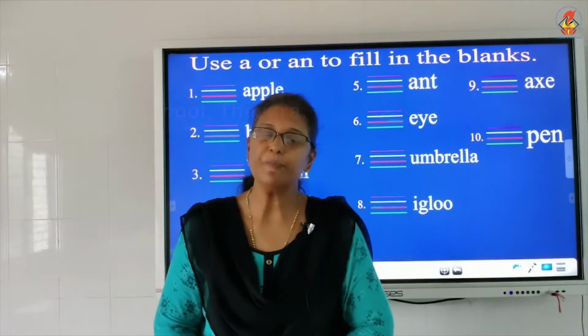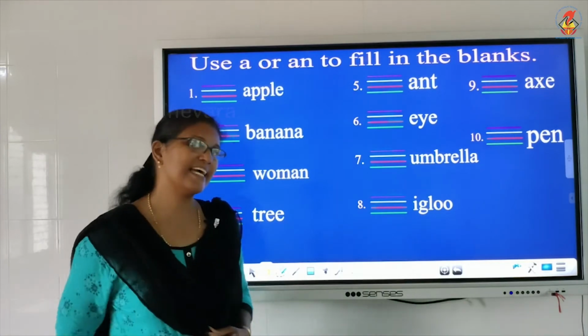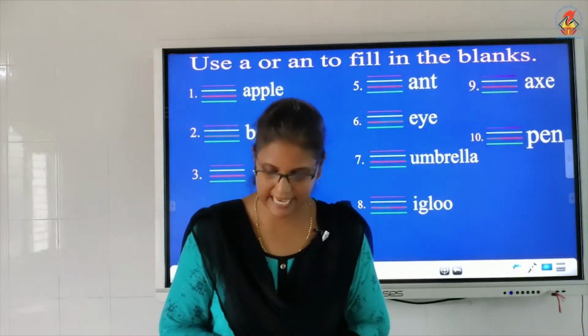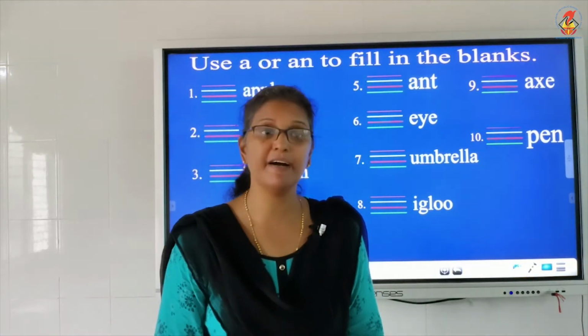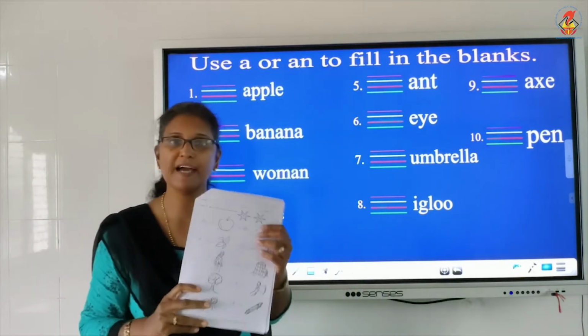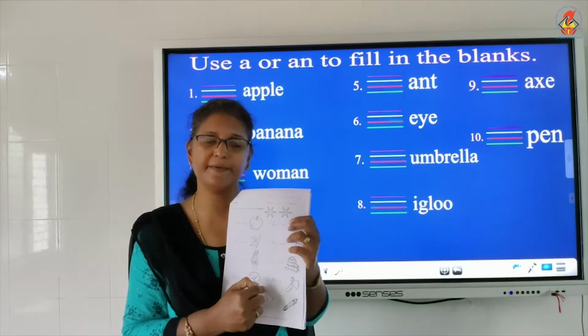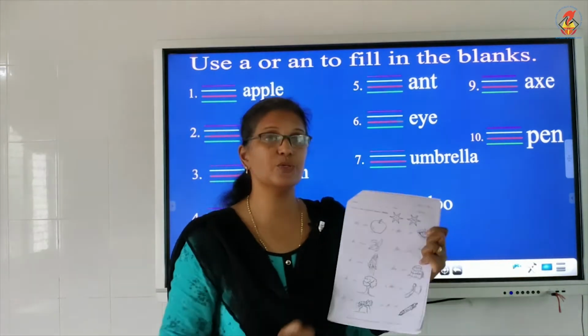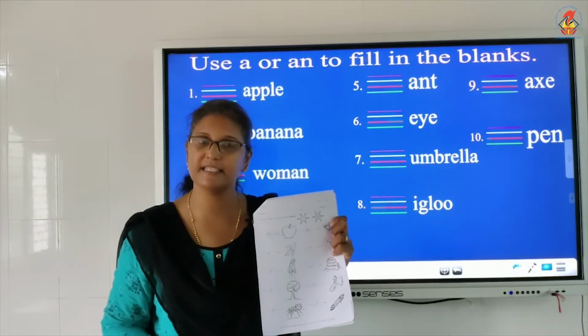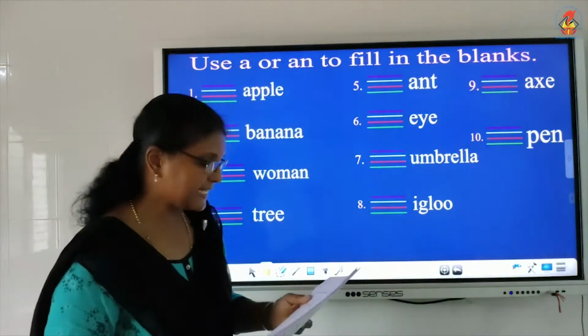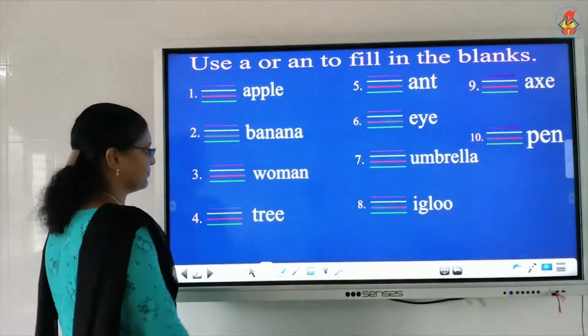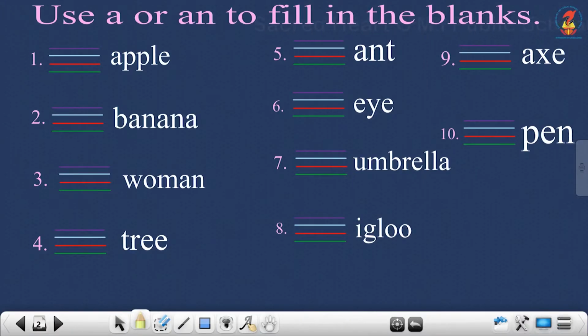Okay children, now hold your pencils tight. We are going to do the exercise on page number 51. You have your worksheet like this with you with so many pictures, isn't it? Now, we are going to do this articles exercise from the beginning. Let's go to the first one. So, the first one, what do you have? Dash apple.